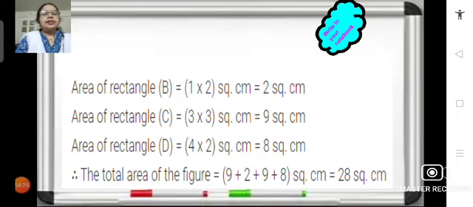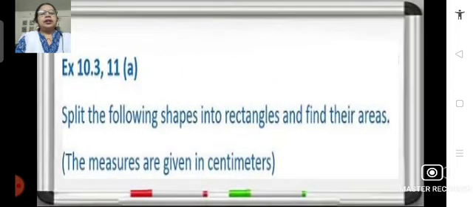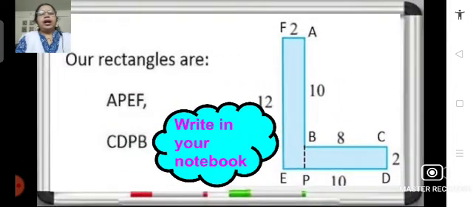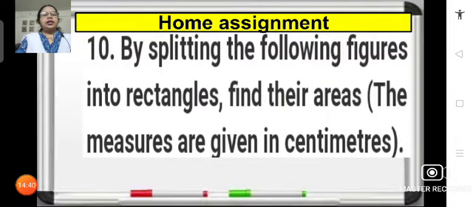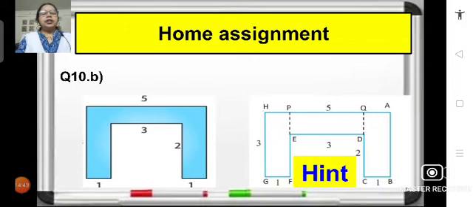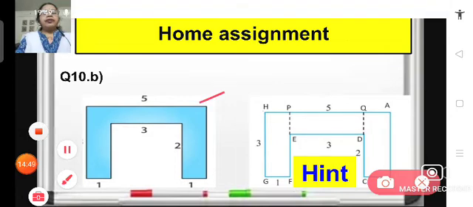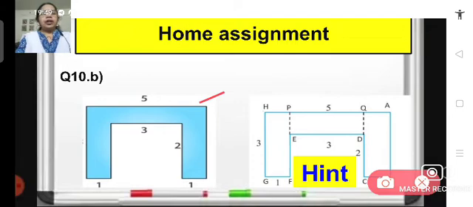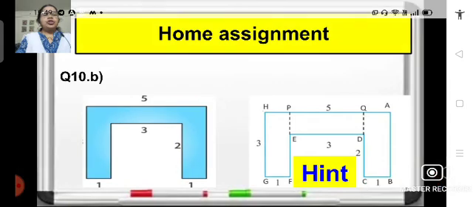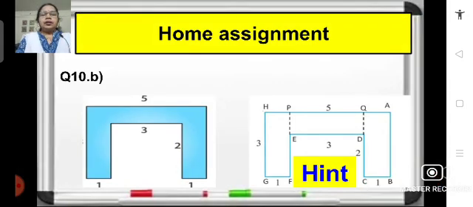Children, with this I end this session, but before we do that, let us have a look at the homework assignment that is given. So, you have question number 10B as your homework assignment. You have to split this figure into rectangles and find the total area of the figures. Find the area of the rectangles and then find the total area of the figure. Here is the hint given, how to find out the different sides of the rectangles, how to split it. This is the hint. You have to solve this problem. Till then, bye.